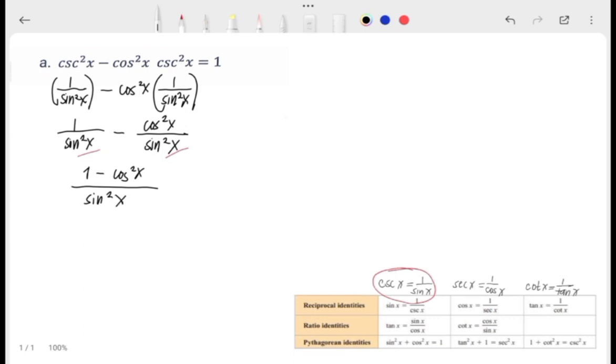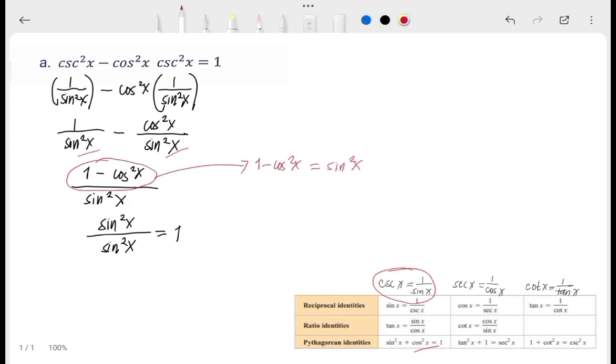There is an identity to be used in the numerator, 1 minus cosine squared x, which is the Pythagorean identity. To simplify the expression, this will be equal to sine squared x. Then sine squared x over sine squared x will be equal to 1. Then the identity is verified.